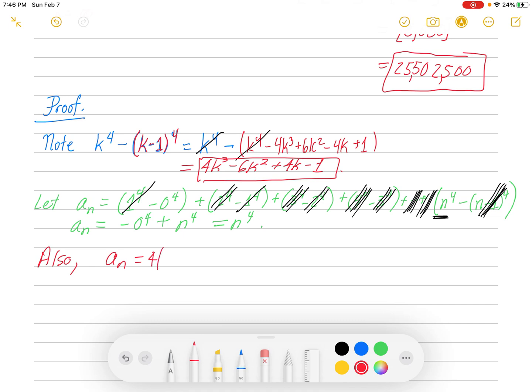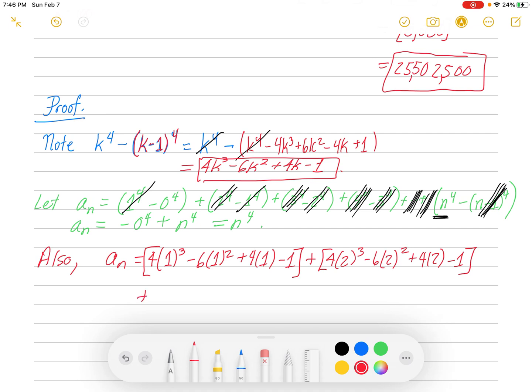I'm going to have 4 times 1 cubed minus 6 times 1 squared plus 4 times 1 minus 1. So that's plugging in 1 for the k. Then let's add, and let's plug in 2 for the k. 4 times 2 cubed minus 6 times 2 squared plus 4 times 2 minus 1. That's plugging in 2. Now let's plug in 3. We've got 4 times 3 cubed minus 6 times 3 squared plus 4 times 3 minus 1. That's plugging in 3 for k, and you keep going. Let's plug in 4 for k.